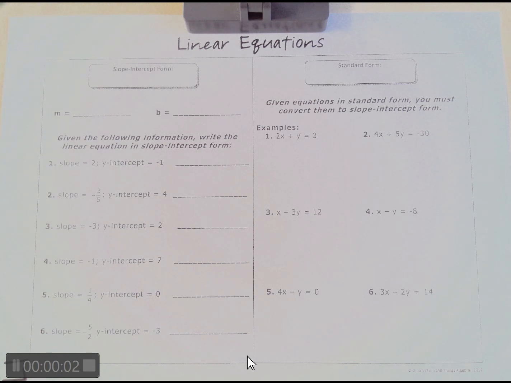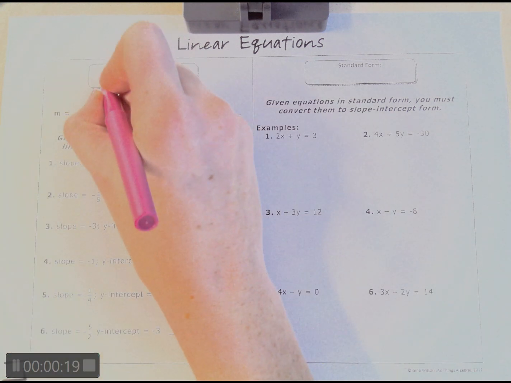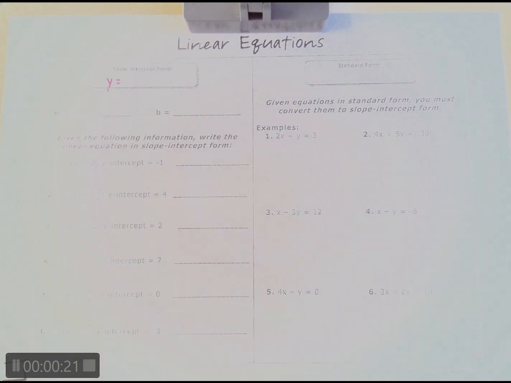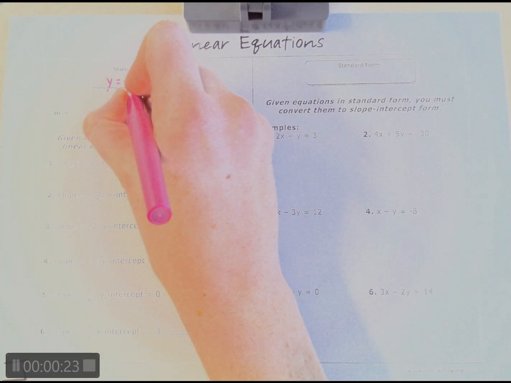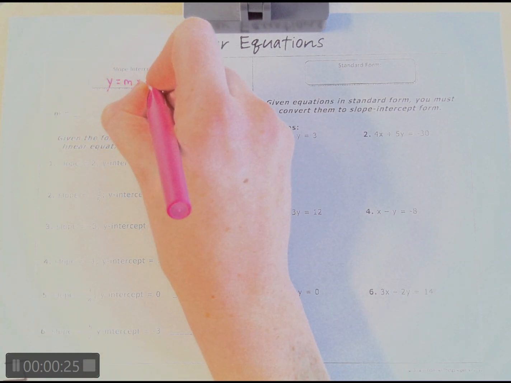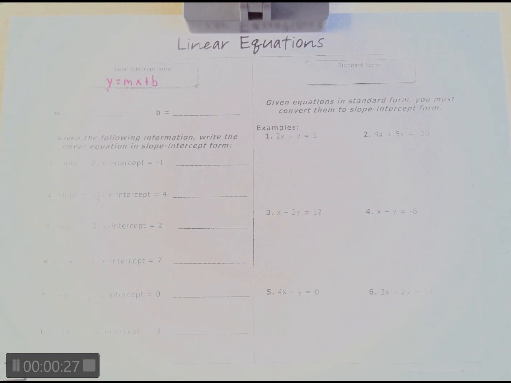Hi guys, so on Friday we learned about slope and we did a little bit with equations, and so today we are going to be learning about linear equations. Alright, so our slope-intercept form is y equals mx plus b. Okay, and that is going to be our slope-intercept form.